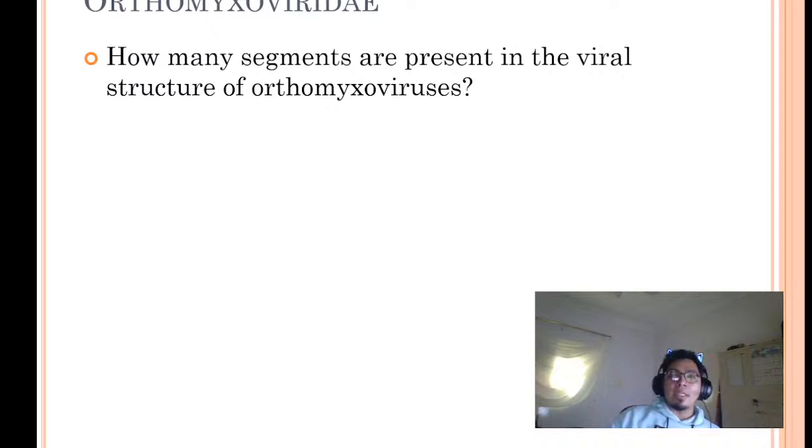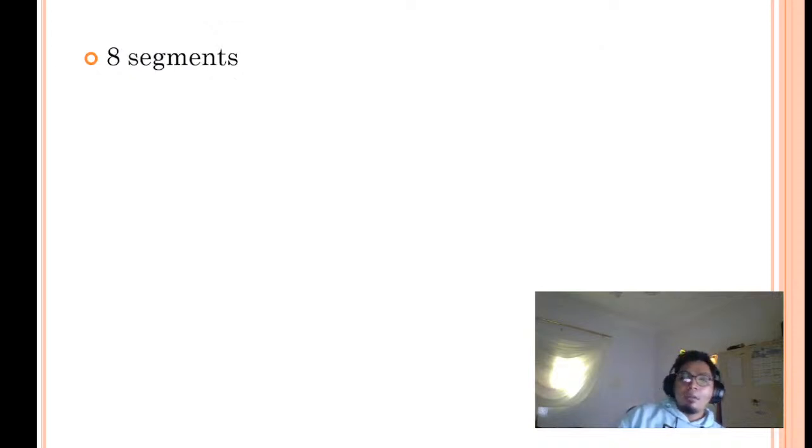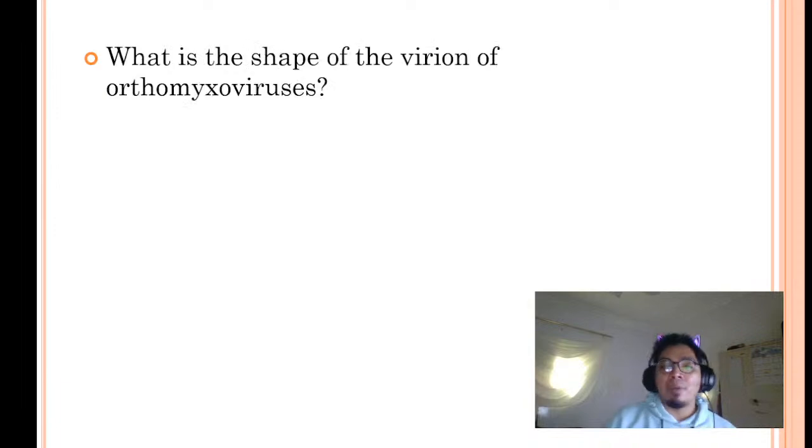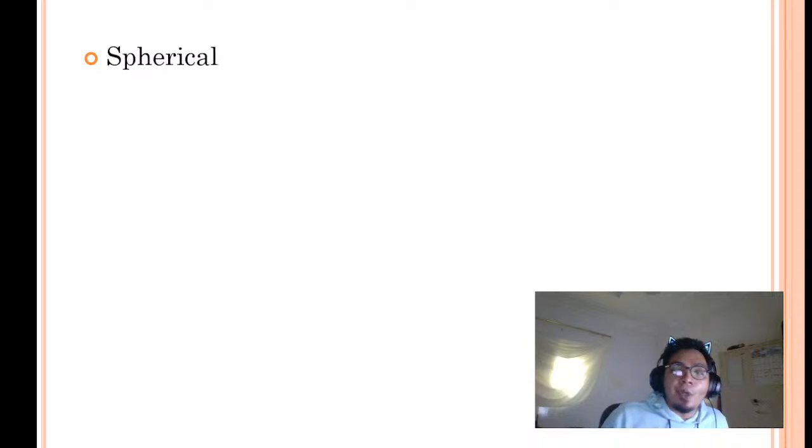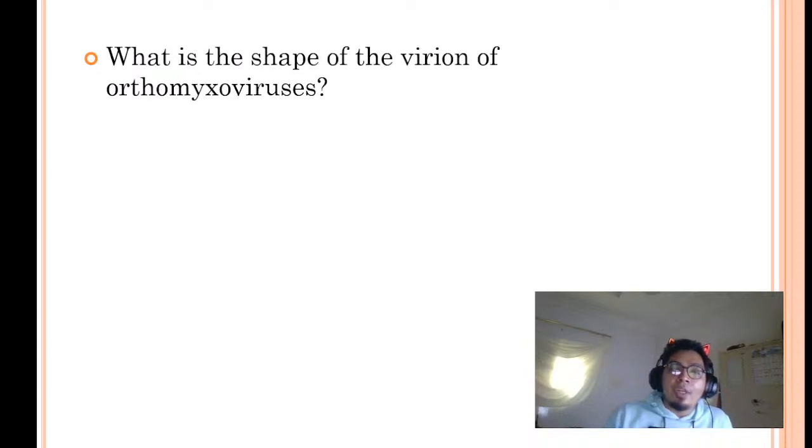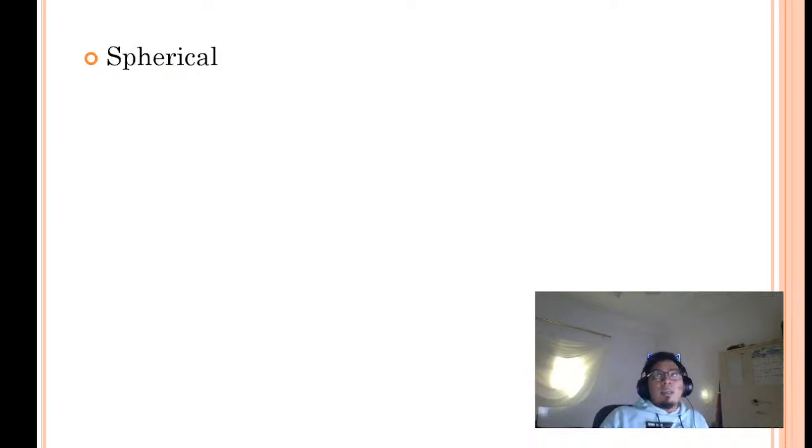The other ones are segmented as well. But the reason why I repeated this one is because it was asked in a question bank inquiry. All right. What is the shape of the virion of orthomyxoviruses? It's actually spherical shape. All right. The virion, not the RNA structure.